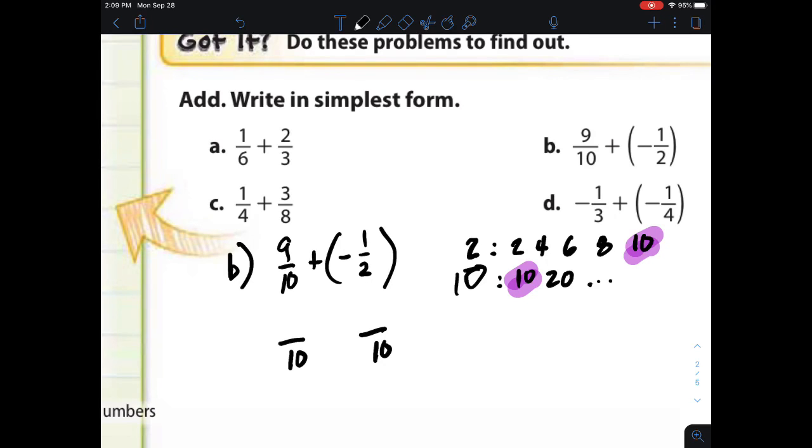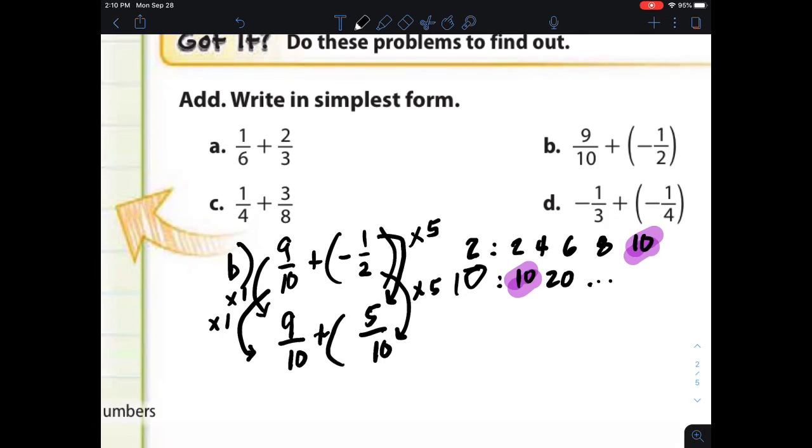Now what did I multiply 10 by to get to 10? I simply multiplied that by 1. So I simply multiply the numerator by 1 as well. So I multiply 9 by 1, so this is 9/10. What did I multiply 2 by to get to 10? I multiply this by 5. Therefore I need to multiply the numerator by 5 as well. And that becomes 5/10. So I put the plus, and I still put the negative. I just renamed it. So I simply renamed negative 1/2 to become negative 5/10.